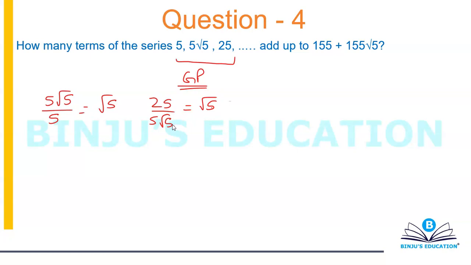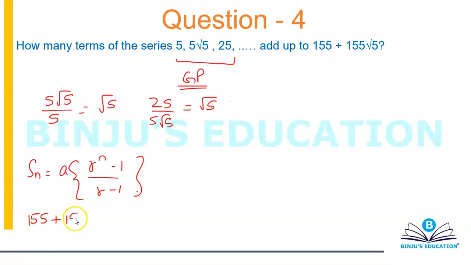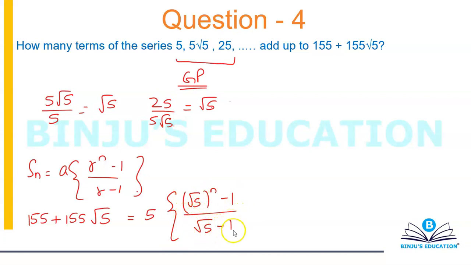Alright, so I have a common ratio which is greater than 1. Now I know the formula to calculate the sum, which is equal to A into r to the power n minus 1 divided by r minus 1. So you can say that 155 plus 155 root 5 is equal to 5 into root 5 to the power n minus 1 divided by root 5 minus 1. This will be my expression.